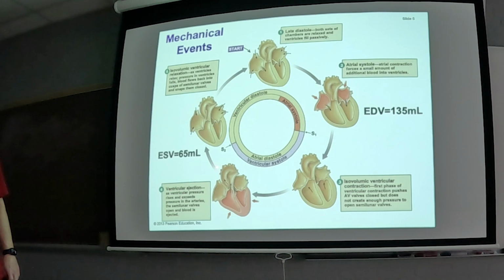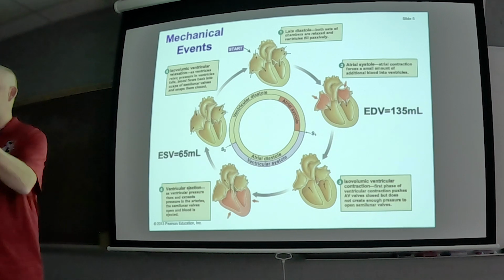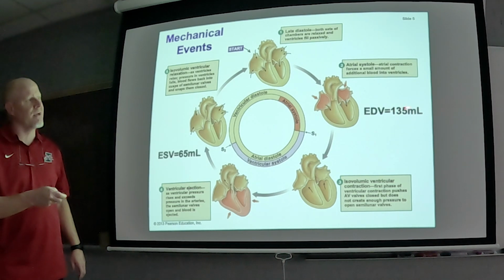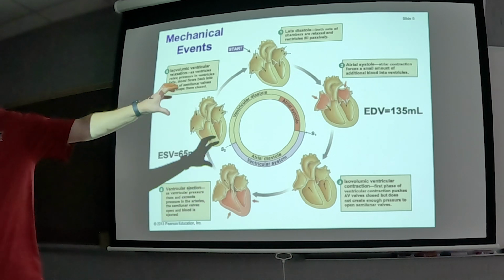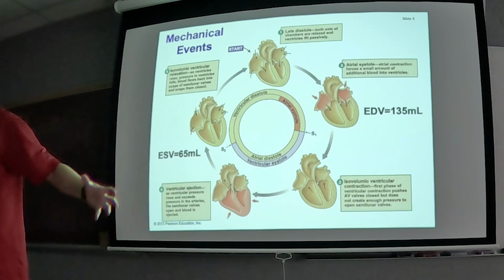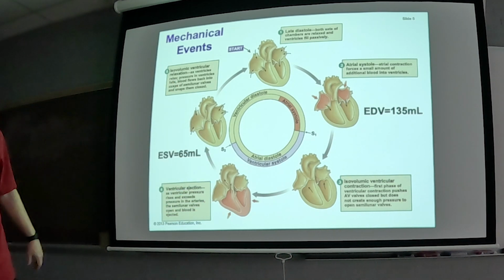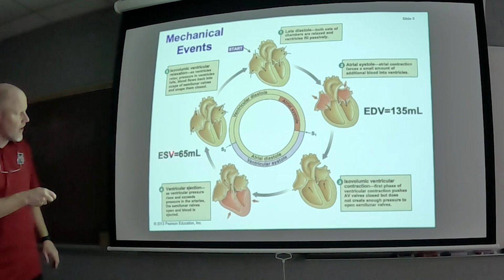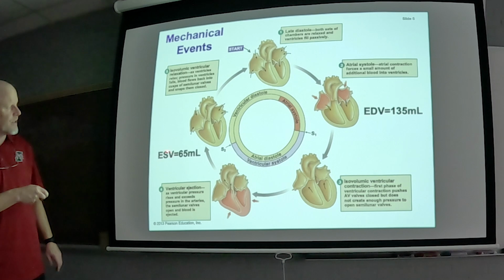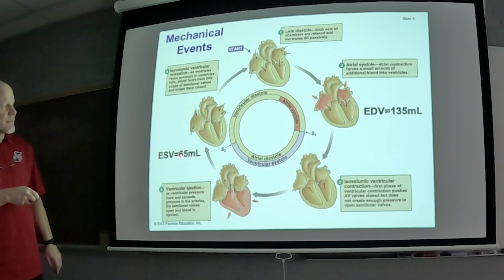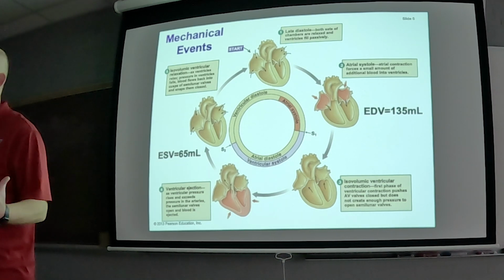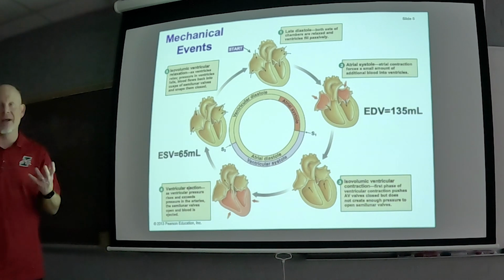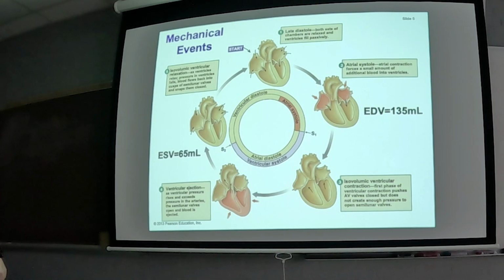Then once you're done with ventricular systole, the ventricles start to relax again. You ejected a certain volume of blood, but you can't eject all of it. It's just impossible to eject all 135 mils. And so notice your end systolic volume at the end of ventricular systole is 65 mils. So you eject something like 70 mils of blood, around 70, 80 mils, depending on the person.